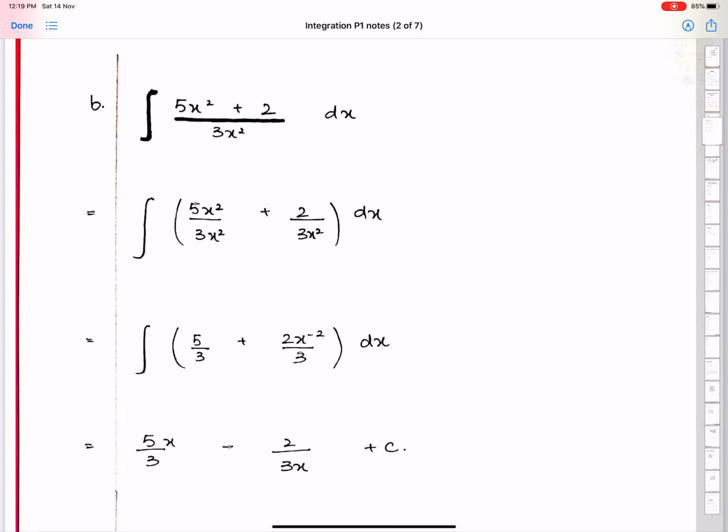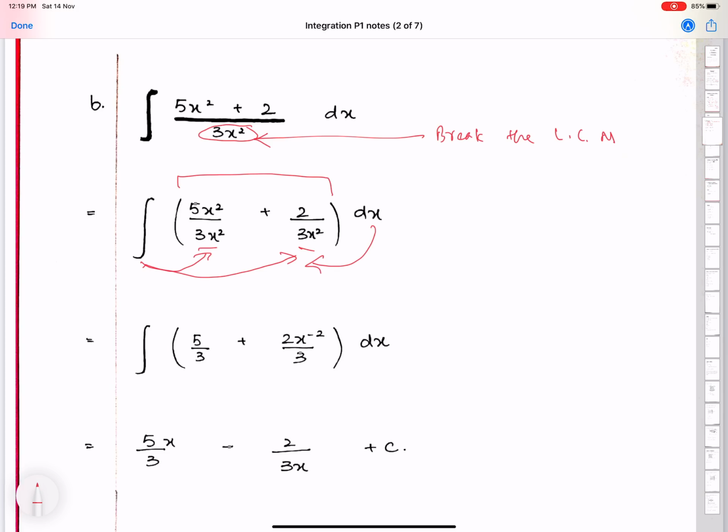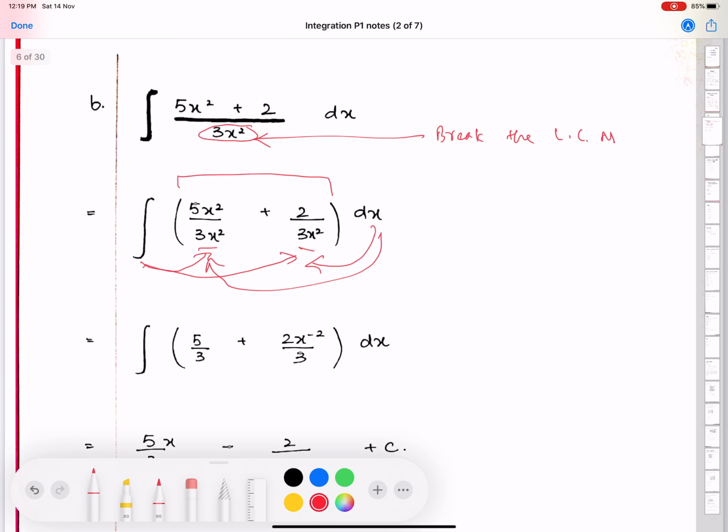Since we have just one single term in the denominator, break the LCM. So the hint is break the LCM. After breaking the LCM, you will get this thing. Make sure you use bracket here. If you won't use bracket here, you will lose 1 mark, because the sign of integral is multiplying with both the terms, and this dx is also multiplying with both the terms. So always use bracket when we have 2 or more terms. Learn this concept. For 2 or more terms, always use bracket.